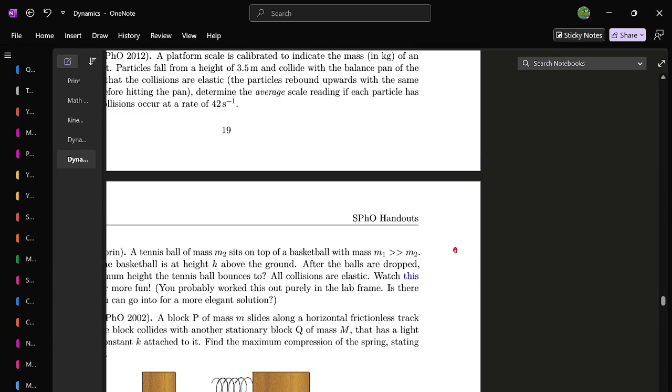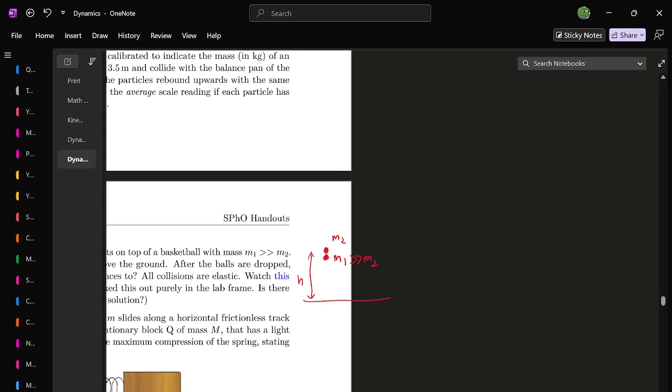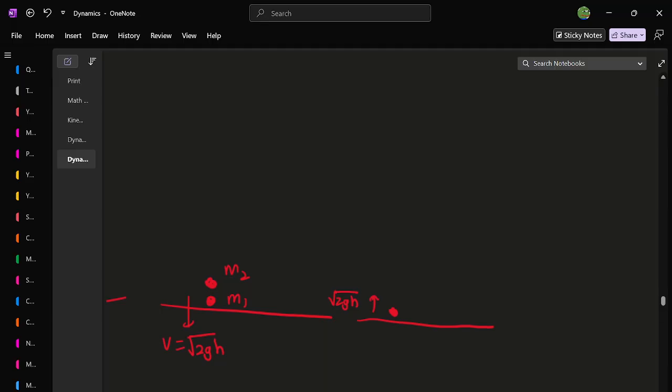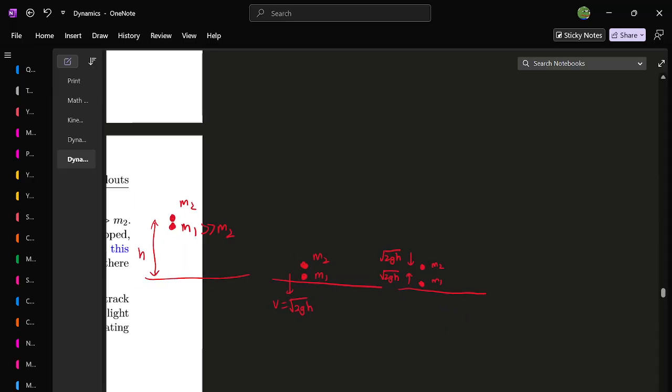So you just have a tennis ball of M2 sitting on a basketball of M1. M1 is much greater than M2, and you're dropping the balls from a height h from the ground. So when the balls are just about to hit the ground, of course you know from conservation of energy you have square root of 2gh here. And what happens is that your M1 will rebound up with square root of 2gh, and your M2 will go down with square root of 2gh. That's why I said here.